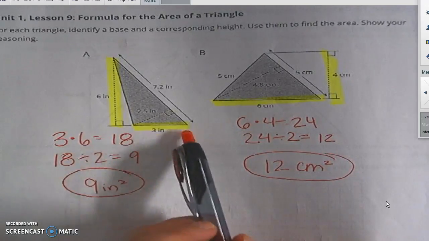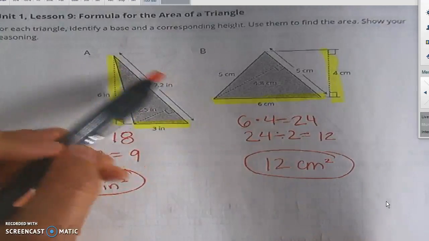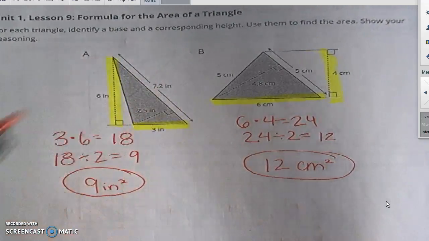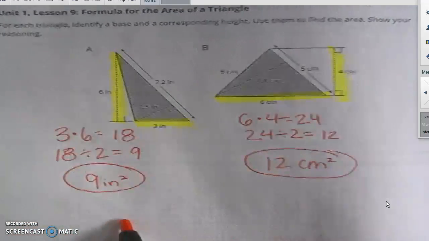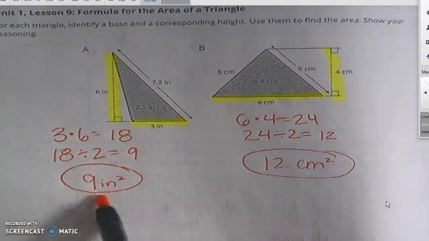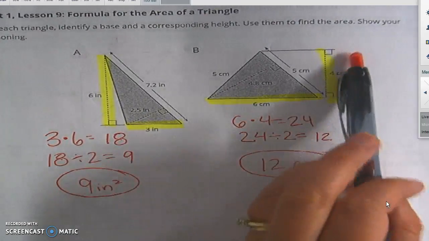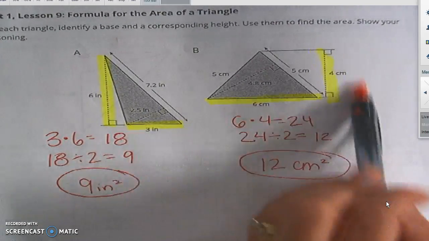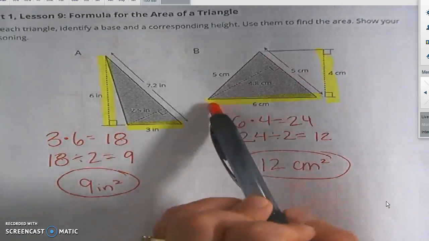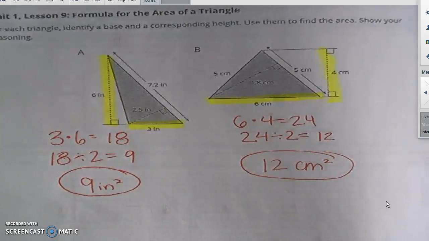Okay, so you needed to pick a base and a height. You could have used 3 and 6 or 7.2 and 2.5. They both would give you 9 square inches. So this is base times height divided by 2 gives me 9. And for B, you could have used 6 and 4 or 5 and 4.8. They're both going to give you 12. You're doing base times height divided by 2.